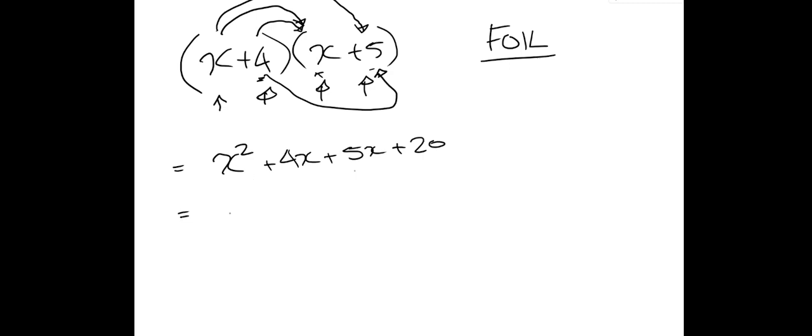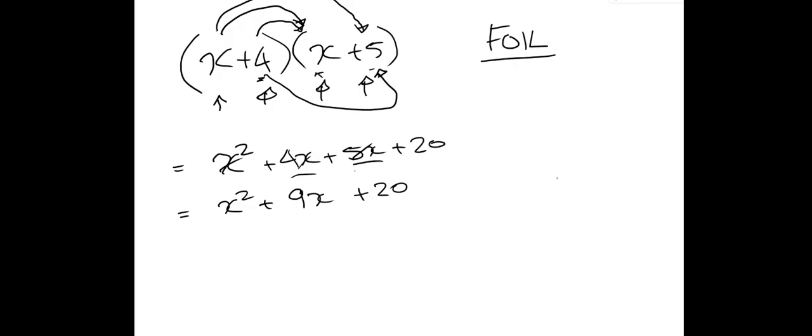Well, there's only one x squared there, so the x squared stays. These two are like terms, so we can add them. 4x plus 5x is 9x. They're done. And the last thing that's left is 20. That would be our answer.